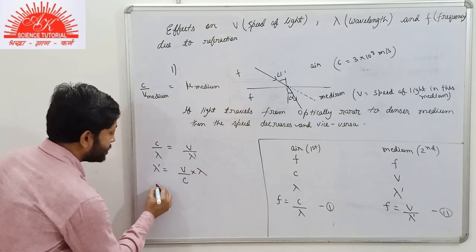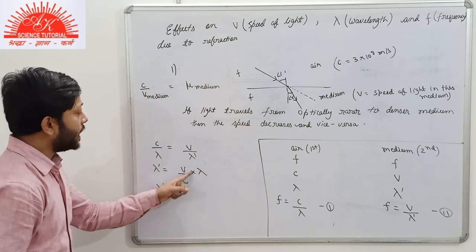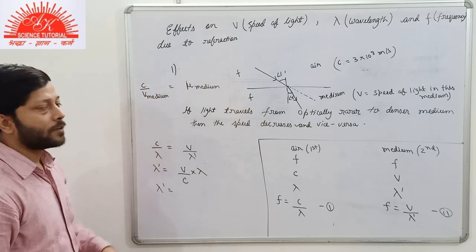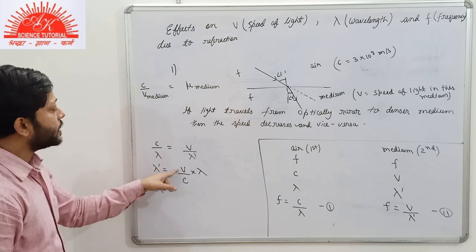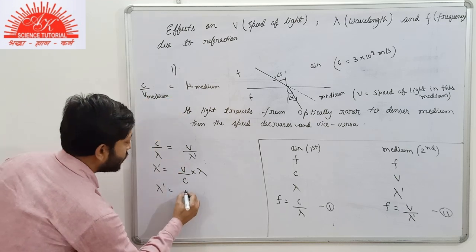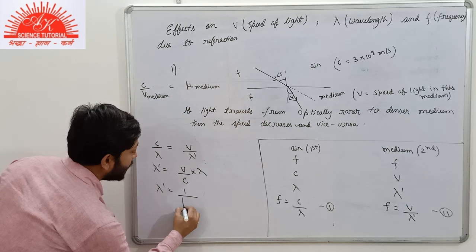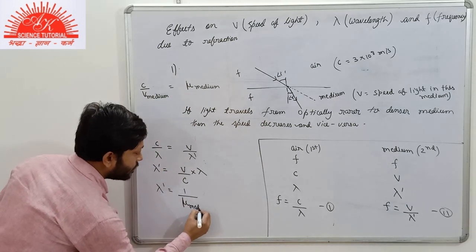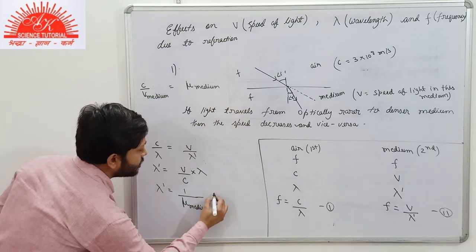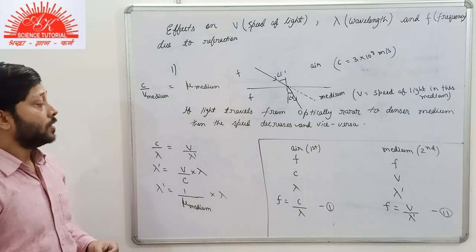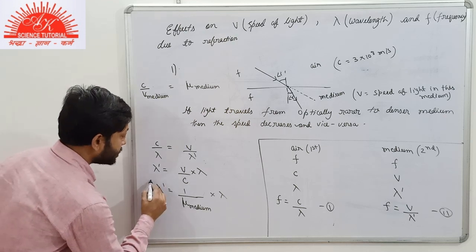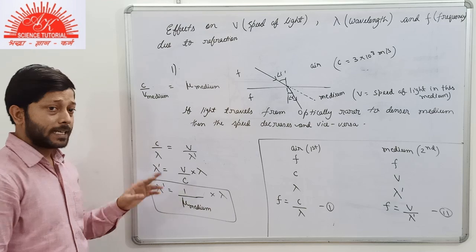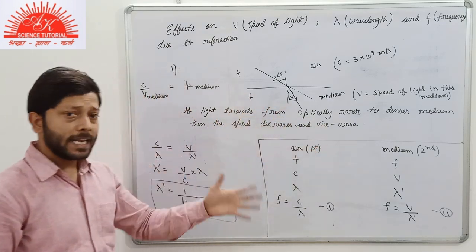What does it mean? If c by v was mu medium, the absolute refractive index of the medium, then v by c is the reciprocal of this part. So we can write here 1 by mu medium multiplied by lambda. So what do we conclude here? This lambda dash is the wavelength of light in any given medium.